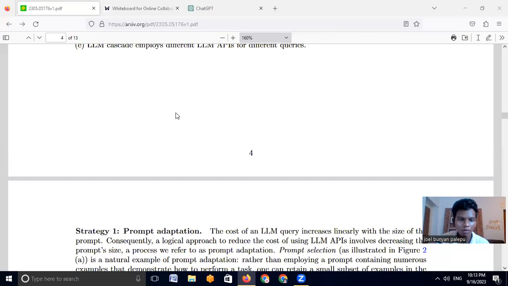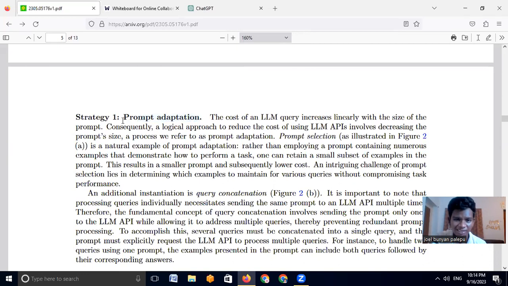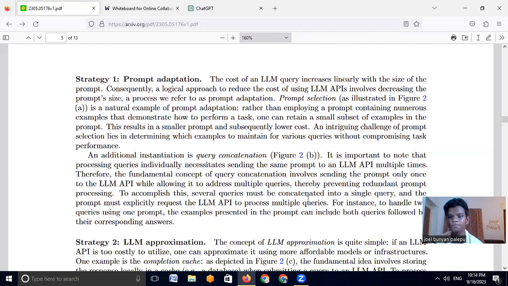All right, so let's go on. So prompt adaptation, let's see what that is. Strategy number one: the cost of an LLM query increases linearly with the size of the prompt. Consequently, a logical approach to reduce the cost of using LLM APIs involves decreasing the prompt size, a process we refer to as prompt adaptation. Prompt selection is a natural example of prompt adaptation. Rather than employing a prompt containing numerous examples that demonstrate how to perform a task, one can retain a small subset of examples in the prompt. This results in a smaller prompt and subsequently lower cost. An intriguing challenge of prompt selection lies in determining which examples to maintain for various queries without compromising task performance.